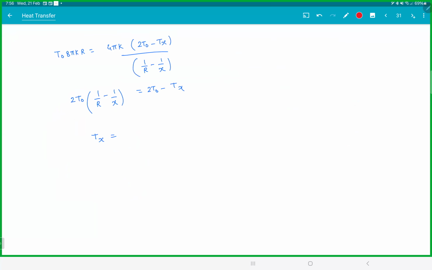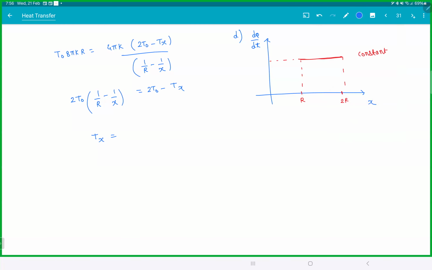Graph is easy, right? What is the first graph? dq by dt versus x. How does this look? Remember, graph starts from r, okay? Graph ends at 2r. Constant. It's a straight line. Isn't it? Heat flow change nahi ho raha hai na? No matter at what distance x you see, the amount of heat flowing per second is same. That's why they're in series.